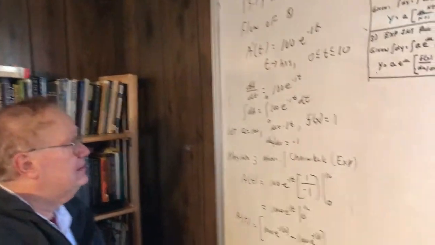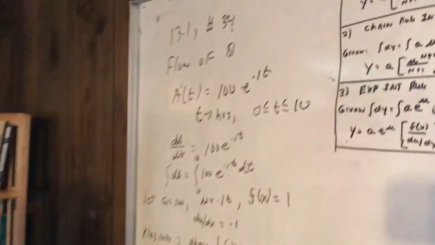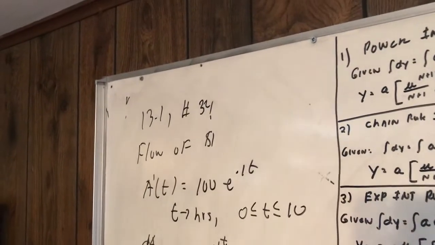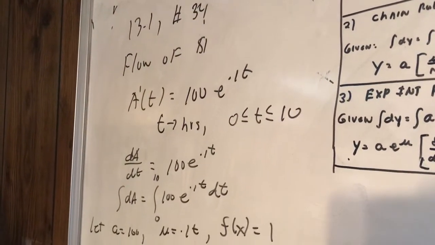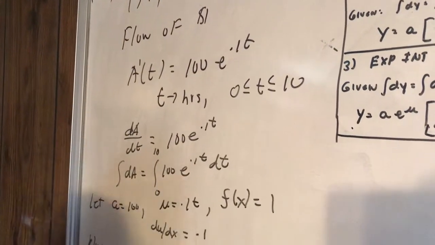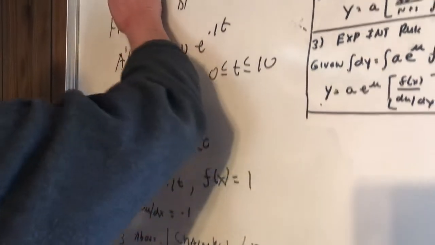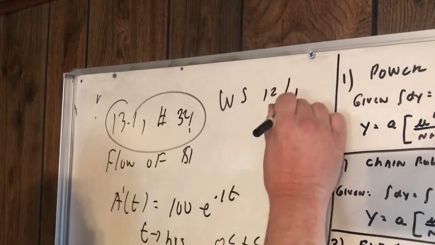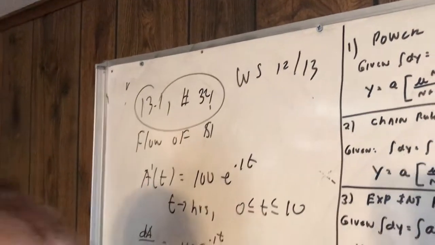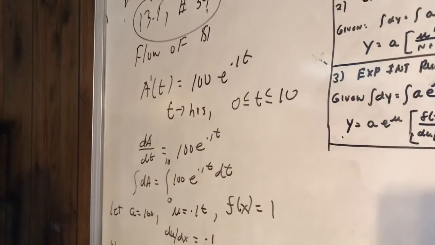Okay, we're back. Last part of 29th. I'm doing one from your worksheet. Section 3.1, number 34. Okay, this is from your worksheet 12 and 13. It's very similar to one I did before, but it's always good.